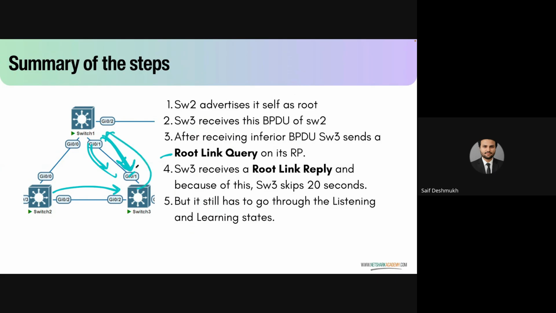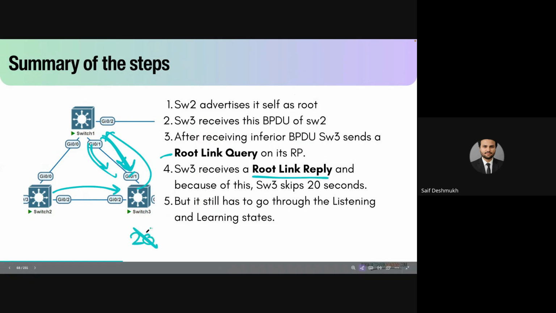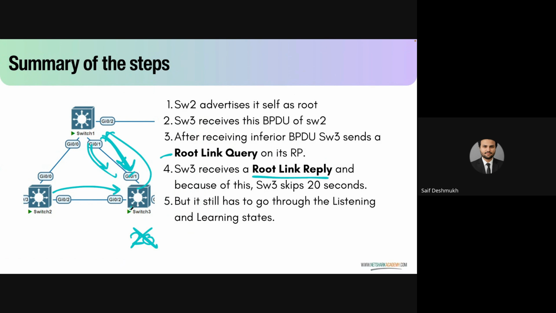Switch 1 is going to reply. It receives the root link reply from the root bridge, and only then is it going to skip the max age timer and say, hey, I think you have a mistake somewhere. My root bridge is still alive. I will be the designated port, and switch 2 will do the next steps from there.